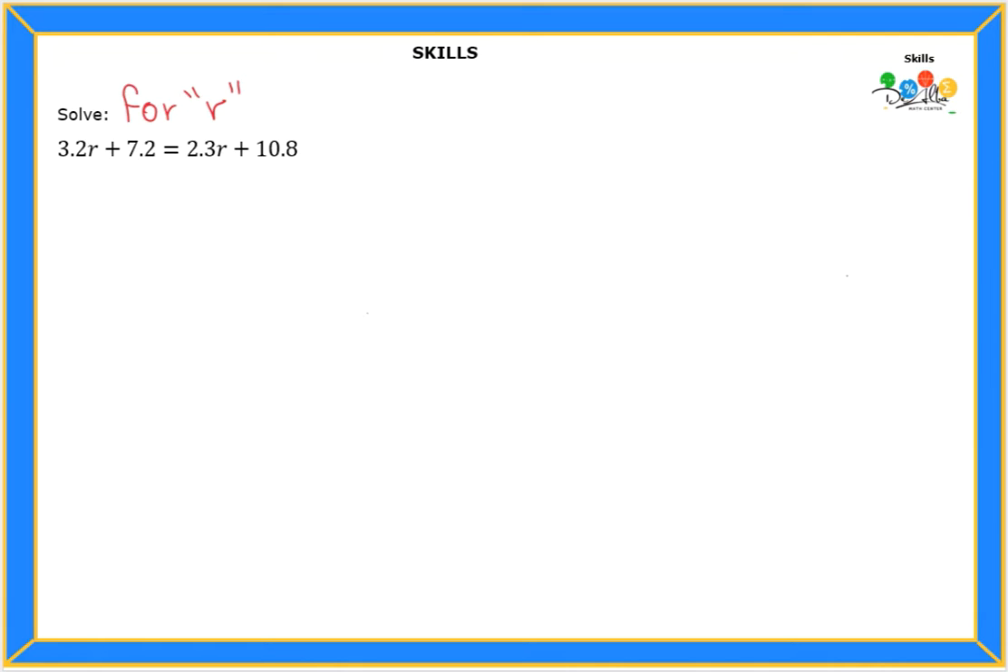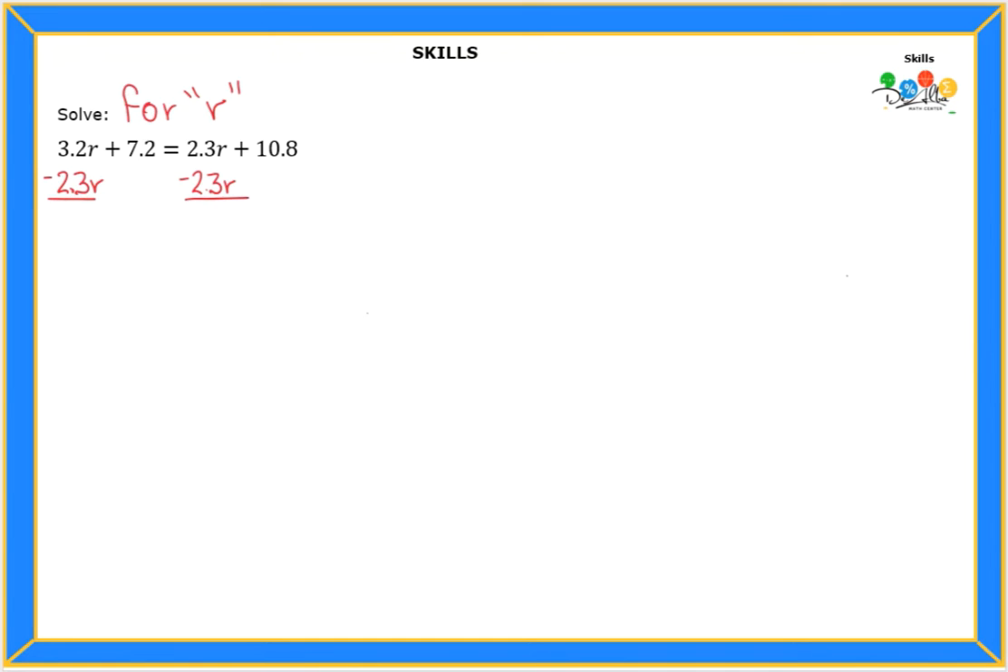Now, if you look at my equation, I do see variables on both sides, okay? And I do see decimals, right? Not fractions, at least. So what I need to do is make sure that all my variables are on the same side. So what I'm going to start with is, of course, I always want to remove the smallest variable, which in this case is 2.3r.